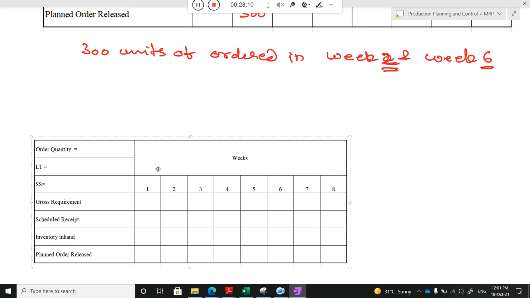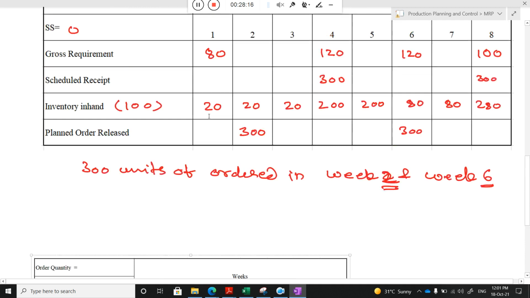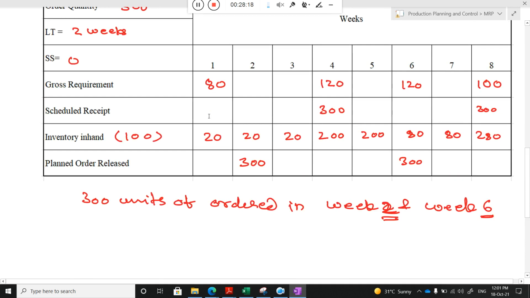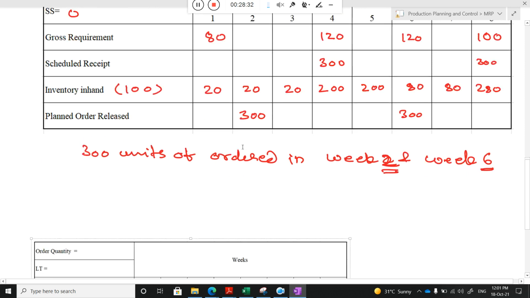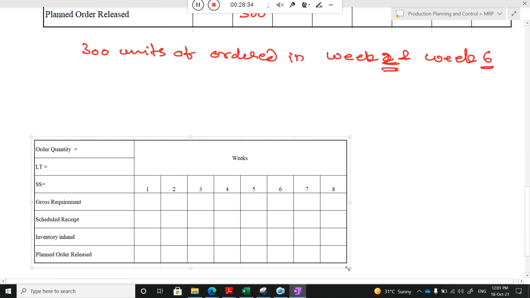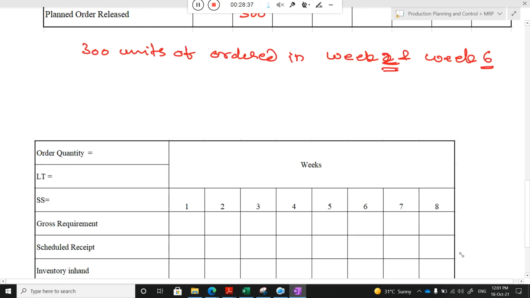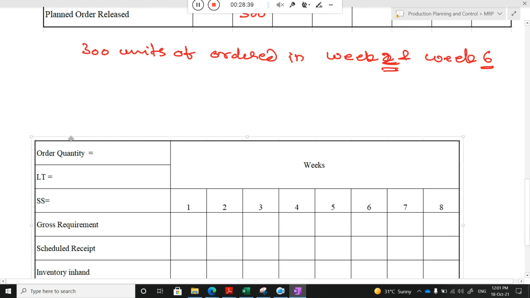I just want to know when you will release the order. That is the main thing. But if you draw this type of table, it actually shows everything. What is the gross requirement? When will you receive the order? What is the status of the inventory in my plant with respect to each week? Everything I can easily dictate. So I suggest you draw this type of thing, and it is very easy. And if it is an online exam then definitely you will draw. I know.